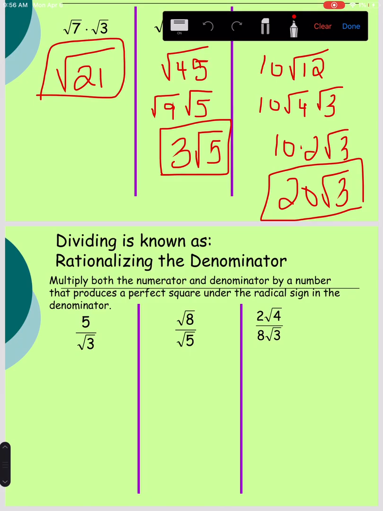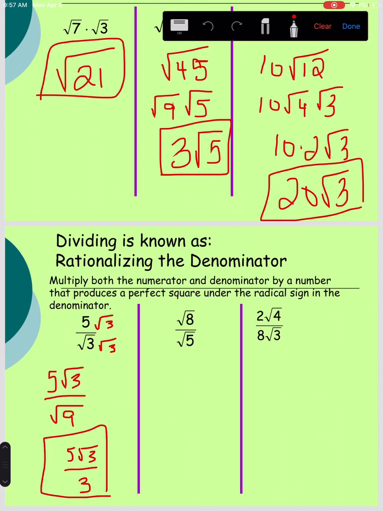So 5 over the square root of 3, I would multiply top and bottom by radical 3. So that would give me 5 radical 3 over the square root of 9. And we already know the square root of 9 is 3. So my final answer is 5 radical 3 all over 3.